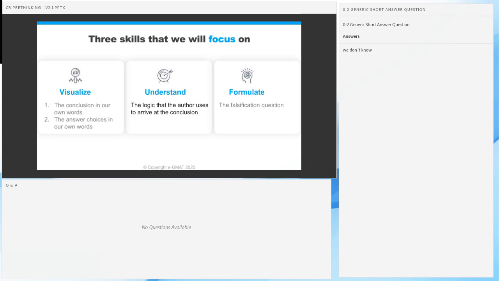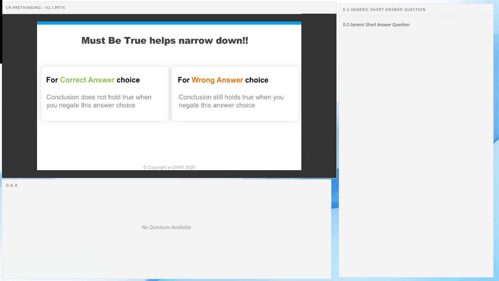So this was just the basics of what an assumption is. If you go through our introduction to assumption file, it actually has 10 such examples in there. The goal really is for you to understand what an assumption is before we start to deal with more complex arguments. But again, there are 3 skills that we will focus on. One is the ability to visualize information. The second is to build that logic. And the third is formulating that falsification question.